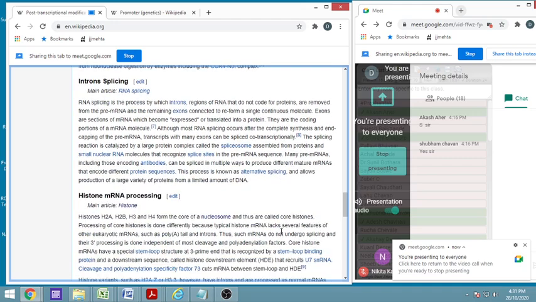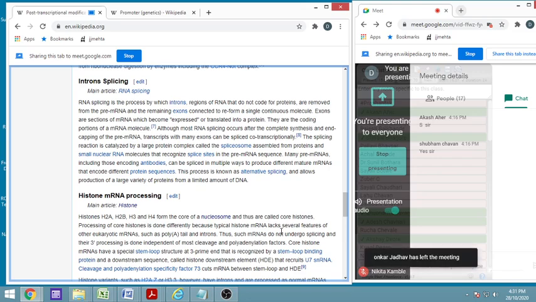Then splicing is really a very interesting one, where you can understand the specificity that only a few areas are removed. The introns, which are not coding for protein, are removed, and only exons remain. The exons, which lie between introns, are all connected together to form a single continuous molecule, and these are the sections which become expressed or translated into protein. So they are very important, they are the actual protein coding part of the messenger RNA molecule.